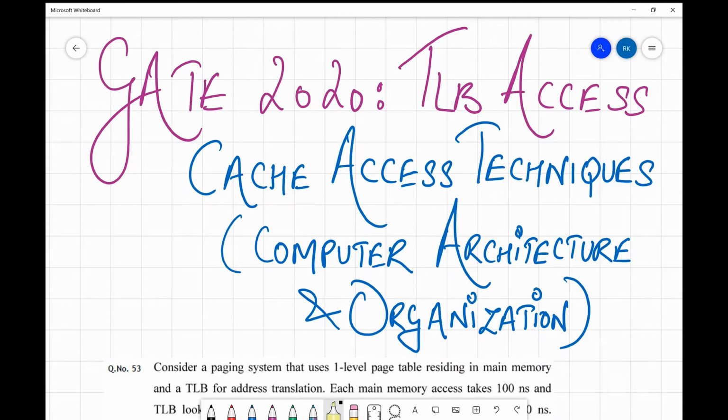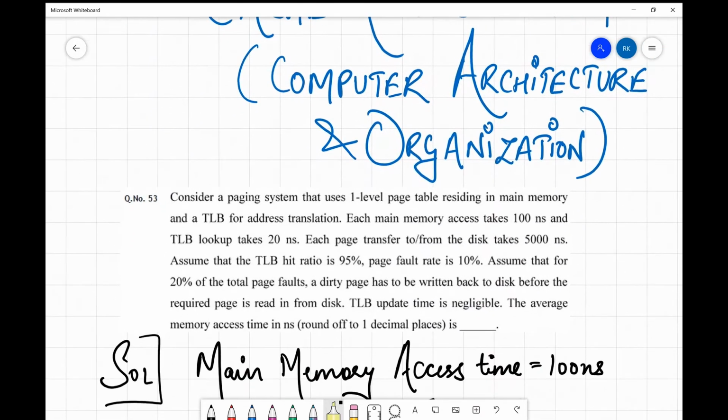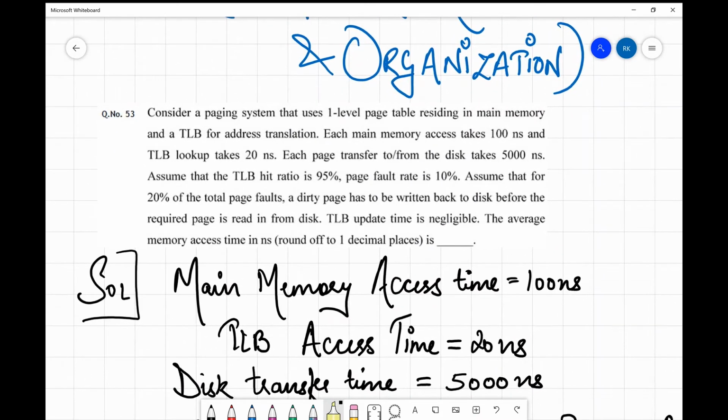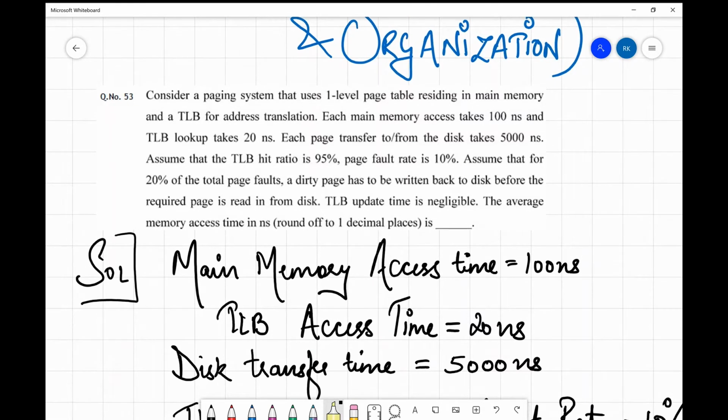And in this video we are going to take up a recent GATE 2020 question, and we are going to see how the examiner has tested the basics and understanding of this topic, and how we solve this particular numerical. In this numerical, they have covered the basics of TLB, and they have also tested the basics of the page fault concept. So we'll see what this numerical is and how we solve it.